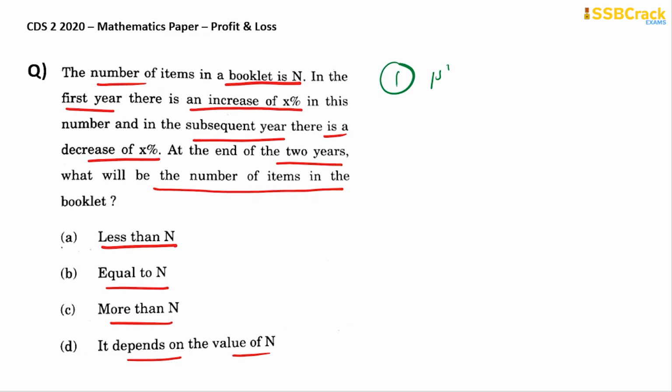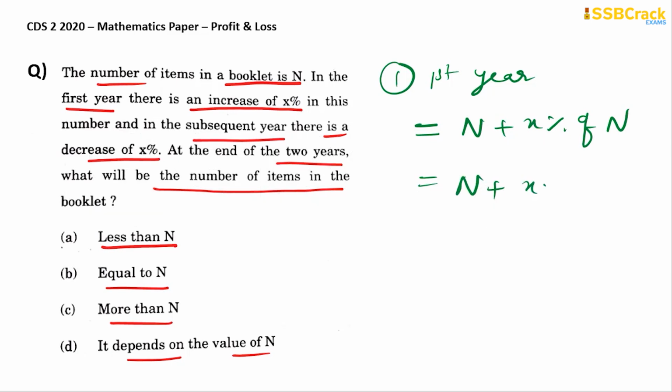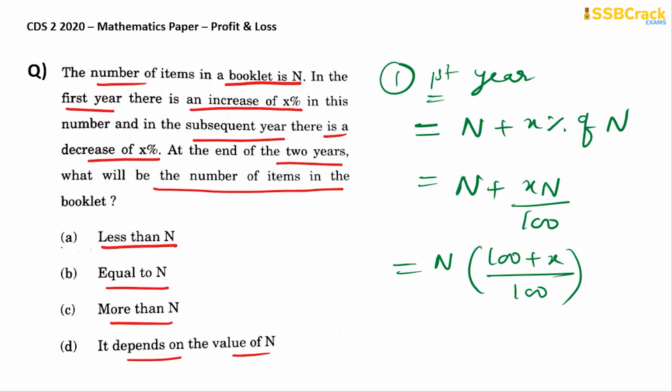So this is the first year calculation I am doing, right? The change in the first year is N plus X% of N, that is N plus Xn upon 100, that is N common out 100 plus X upon 100. But in the next year, this existing amount at the end of the first year is getting decreased by X%. So by the second year, what will be the change?